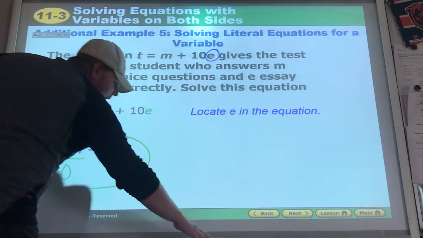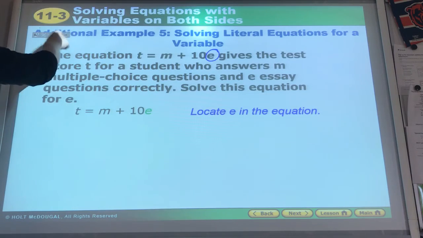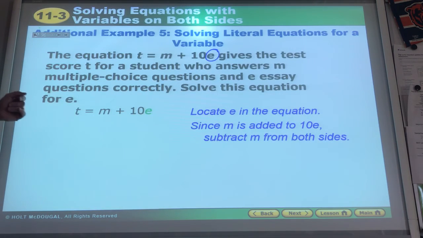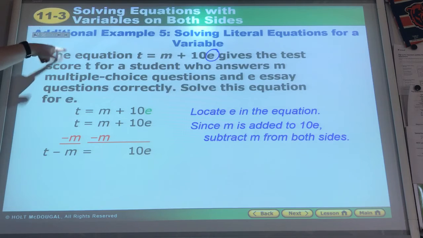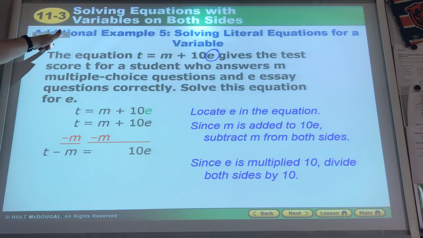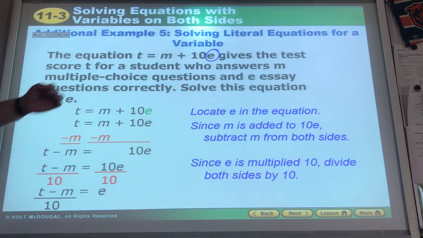Let's see if we did it correctly. Since m is added to t, subtract it from both sides. Hey, so far we're doing okay. Then, since e is multiplied by 10, divide both sides by 10. And we get e equals t minus m over 10. We don't always have to have a number as an answer.